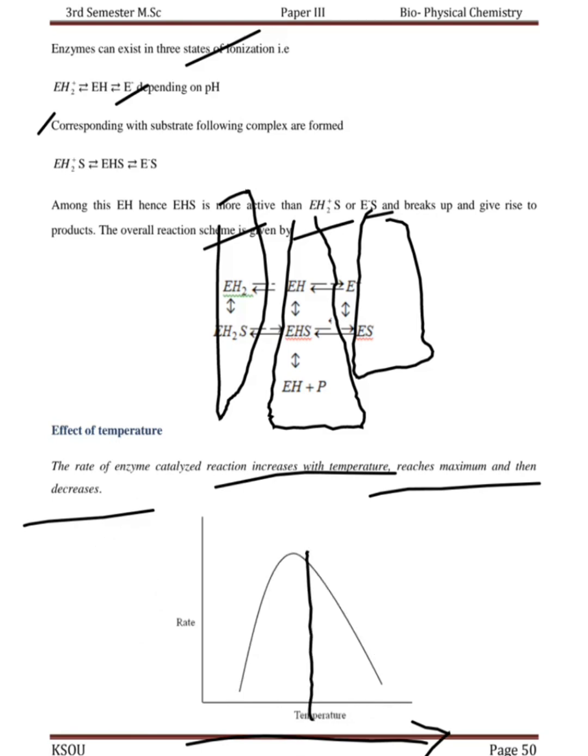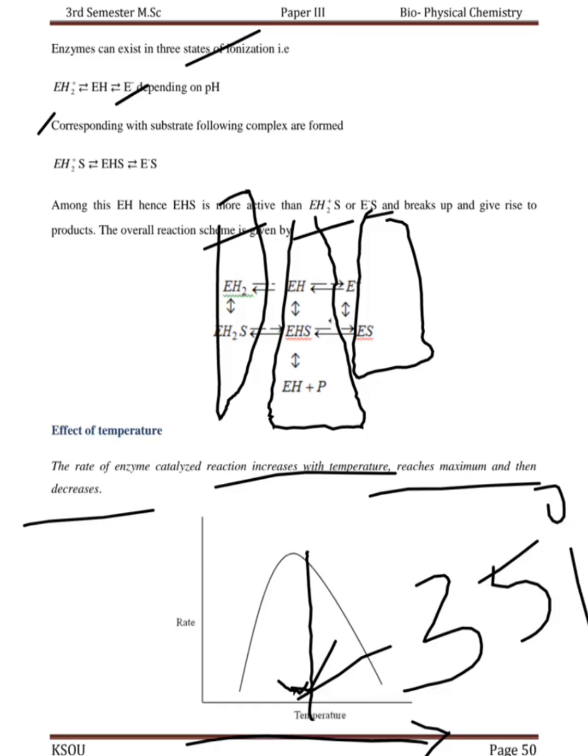So what will be the maximum temperature for this reaction to take place? Until 35 degrees Celsius. While the biochemical process is taking place inside the body, the cells will live up to 35 degrees Celsius. Later, when it is increased, the cells will die.